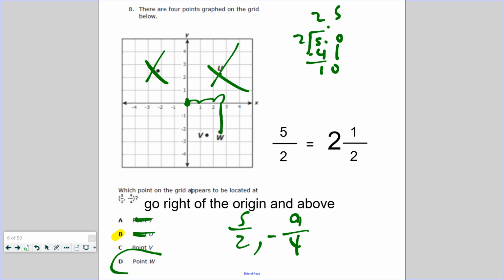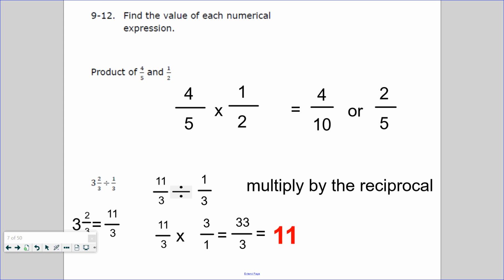So W is the actual answer. W is actual. How embarrassing. But if it had been positive, you would go up. But it's kind of hard to tell. I'm going to have to go back and re-look at this.